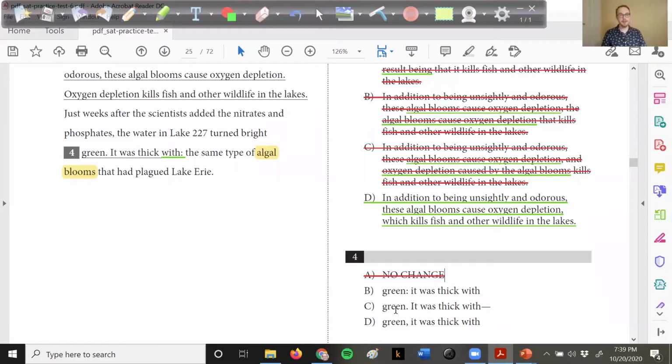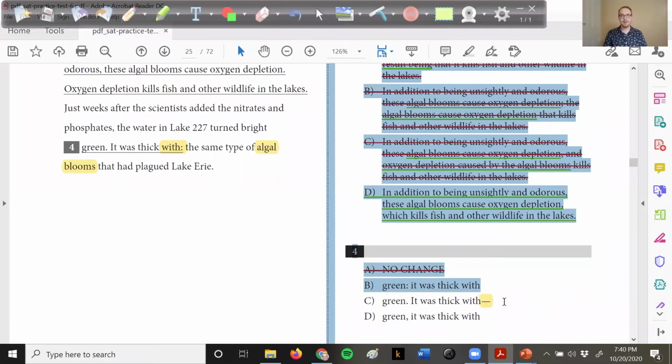Green, period, it was thick with, dash, the same type of algal blooms that had plagued Lake Erie. Well, this guy is just making the same mistake as the colon up here. The sentence would read the same without it. We could just say it was thick with the same type of algal blooms. We don't need that dash. So I don't like C.